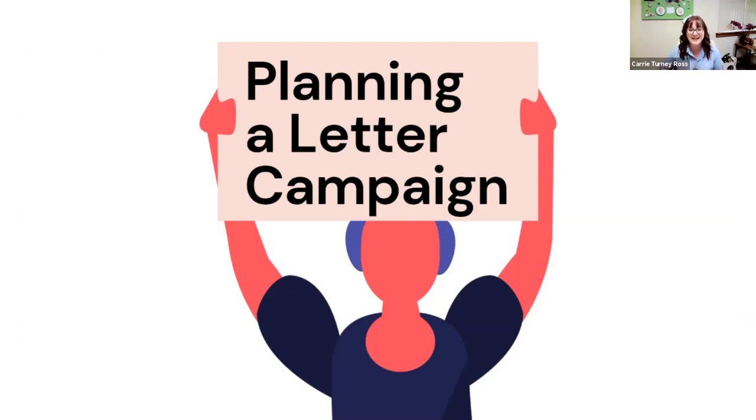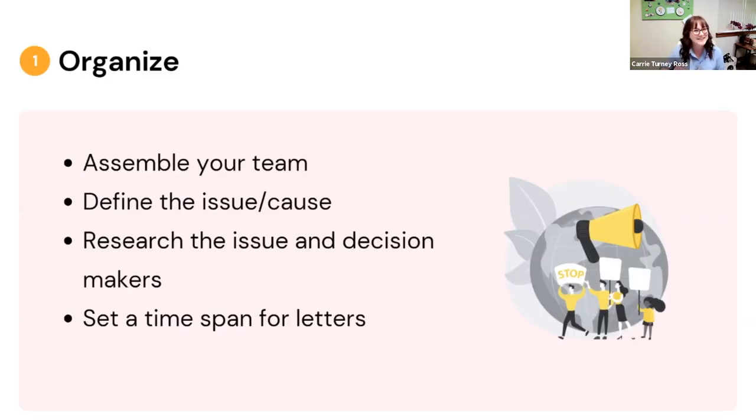But now we're going to talk about planning your letter writing campaign. So again, here it is: organize, assemble your team, define the issue or the cause, research the issue, but also research the decision makers. You really want to target these letters at people who can do something to change the issue at hand. So you need to put that research time into who those people are and finding out how to send letters to them, what their address is. That's all publicly available, so be sure to research that as well.